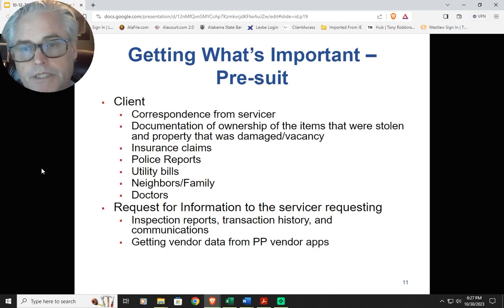And then, to the extent your clients have seen therapists or physicians, definitely go ahead and get all those records as well. When you send communications to the servicer about this issue, you're going to be requesting inspection reports, mortgage servicer's notes log, transaction history, and all their communications internally and with their vendors about this, that would include things like orders for this work to be done. So that should get you all that. And then you want to get your vendor data from vendor apps, which we'll talk about in a moment.